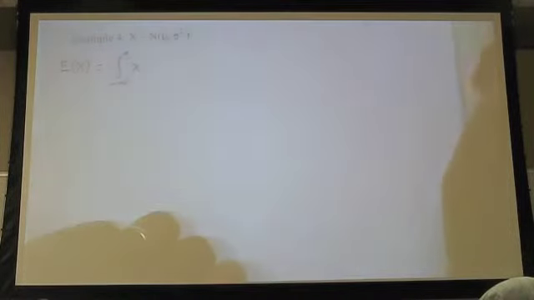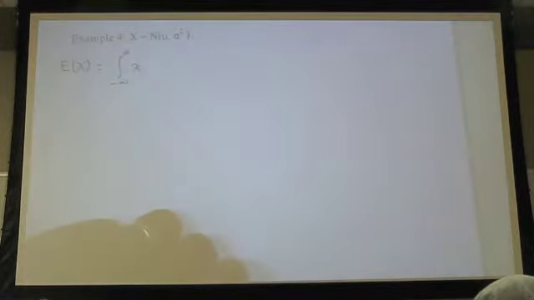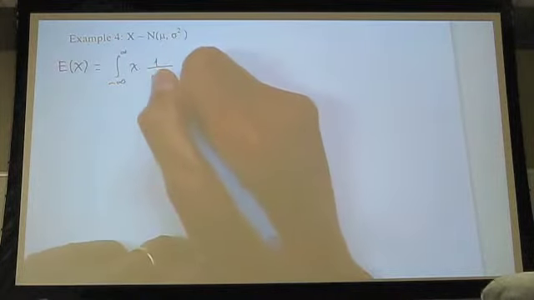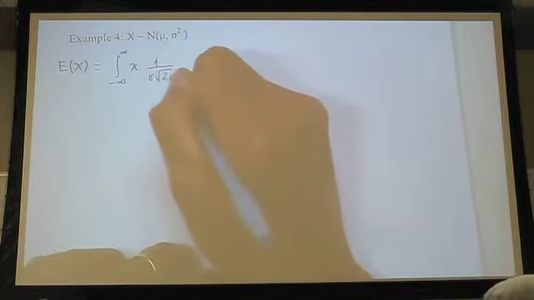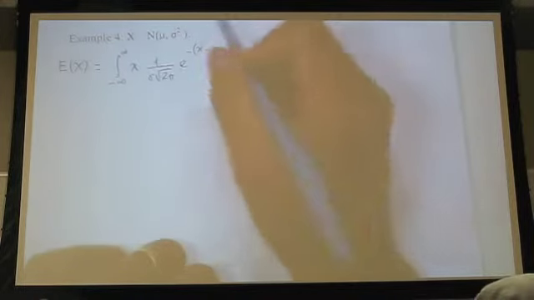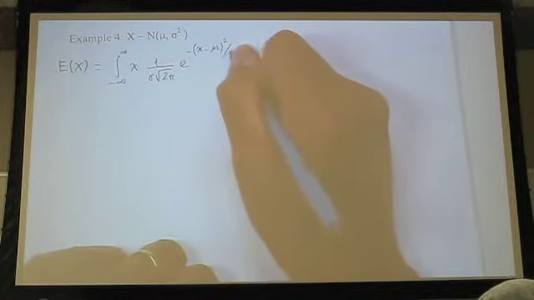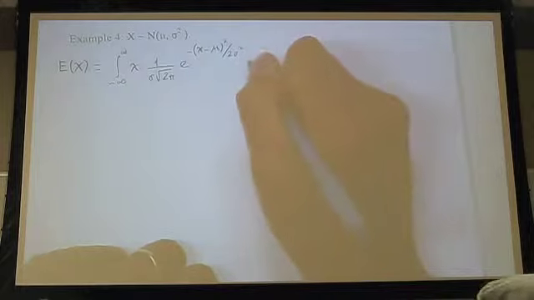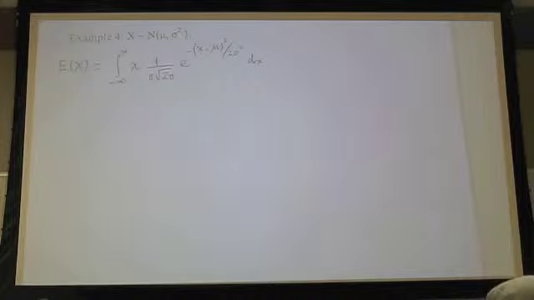Okay. And now what else? What is the density function for the normal distribution? 1 over sigma times square root 2 pi, and then e to the minus x minus mu, the whole thing squared over 2 sigma squared. Okay. And then this is the x. There you go. Now you have to integrate that horrible looking function.